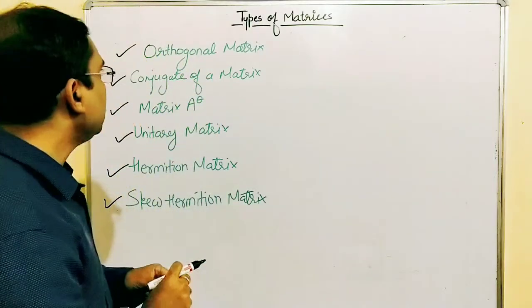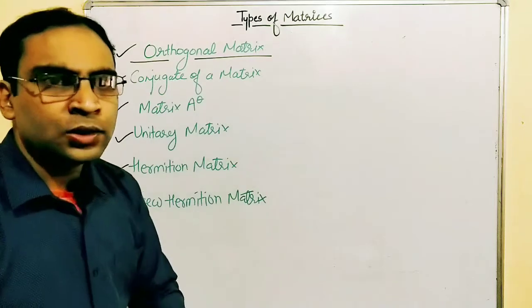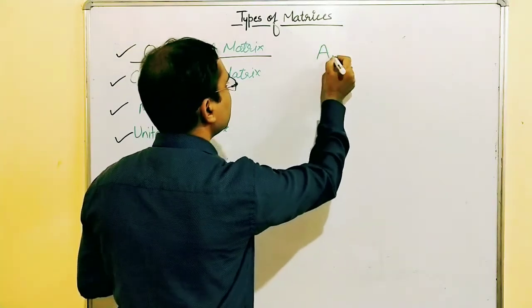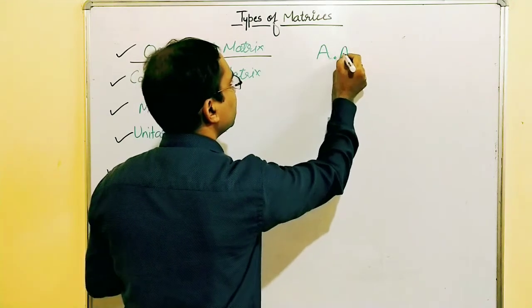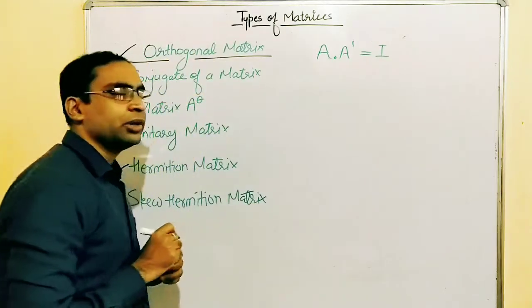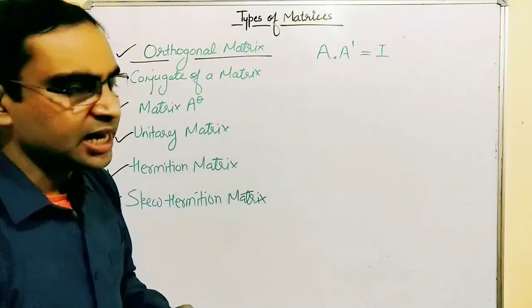So let's just start with the first definition, that is the orthogonal matrix. If A is a square matrix, and if we multiply it with its transpose and we obtain the identity matrix, then the matrix A is said to be an orthogonal matrix.